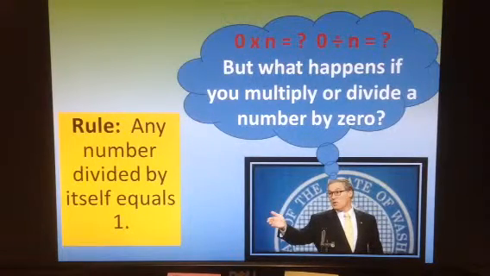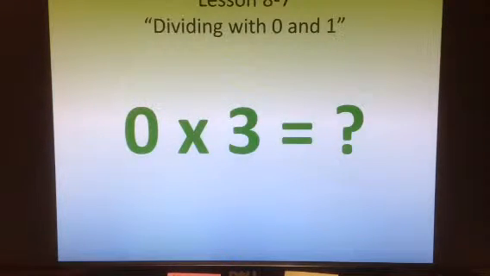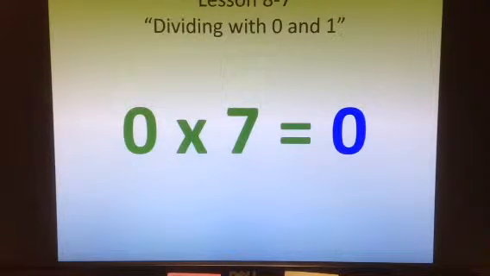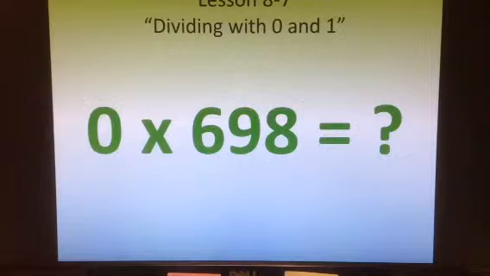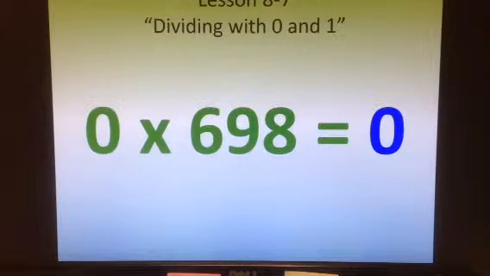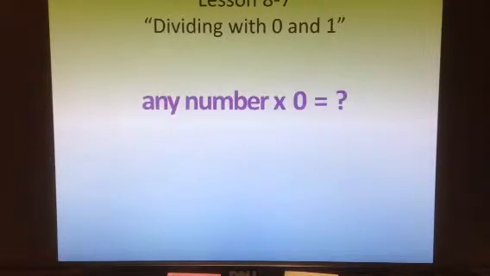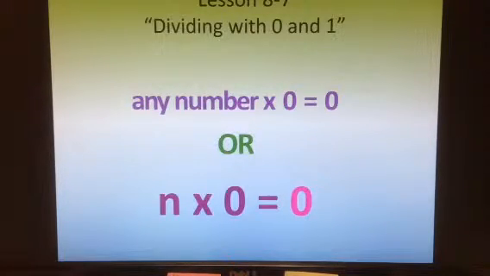So Jay Inslee says, 0 times n equals what? 0 divided by n equals what? What happens if you multiply or divide a number by 0? What's 0 times 3? It's 0. What's 0 times 7? It's 0. Really, any number we put in there at all still multiplies to 0 when it's multiplied 0 times. Any number times 0 equals 0. Another way of saying that is n times 0 equals 0.